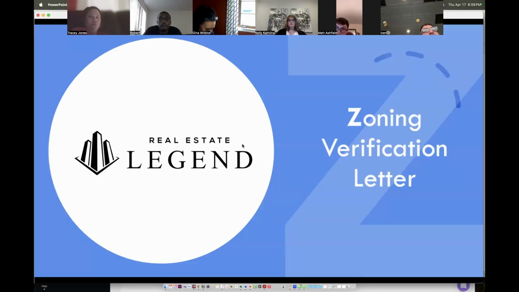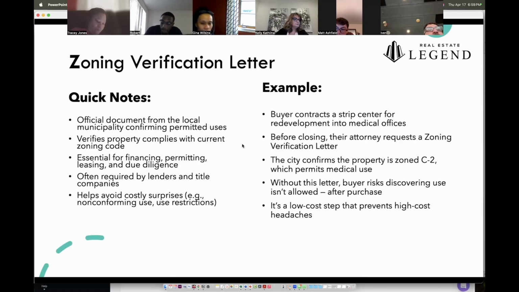Z, zoning verification letter. You got to be careful when developing because the city may or may not allow you to do something. So before closing, the attorney may request a zoning verification letter. The city confirms the zoning. They say, yeah, it's a C2. You're allowed to do medical here. Great. Now we proceed to the closing. I'm not going to close on this thing without a zoning verification letter. I have to make sure the city approves this. I'm 100% sure I can build my medical center here first, and then I'll close. So that's the zoning verification letter.